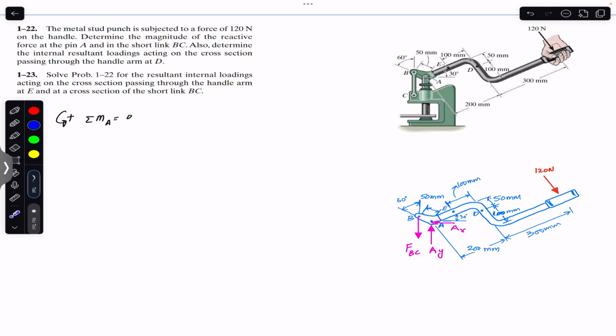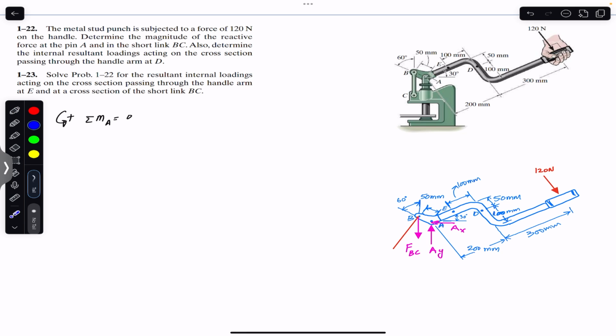Now as you can see, if you want to find the moment about A, both of these are passing through point A, so they are not going to produce a moment about point A. This 120 Newton force is producing the clockwise moment about point A, and to find the moment of this FBC, we need to resolve it into its components because we do not know the distance between points A and B. Let's see if I draw a line here.